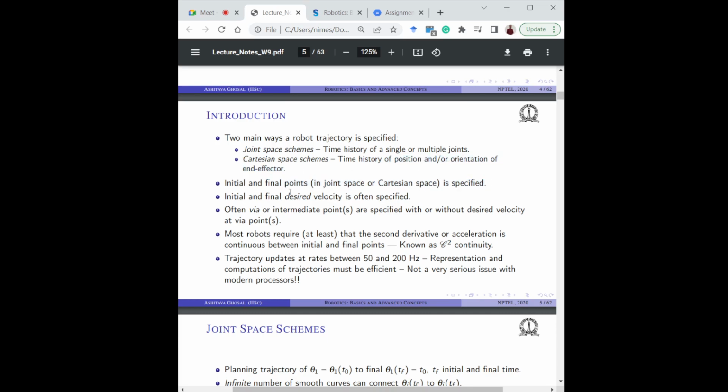To do motion planning, you need to specify the initial and final point, and in some cases via points are also introduced. Via points are just intermediate points between your initial and final position that you want your robot to pass through before going to the final position.